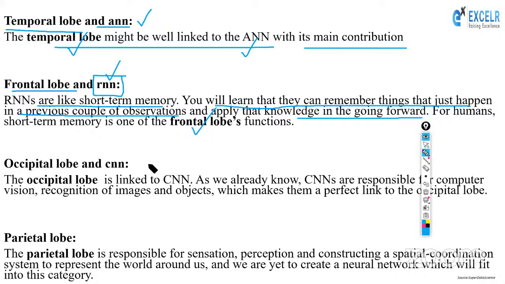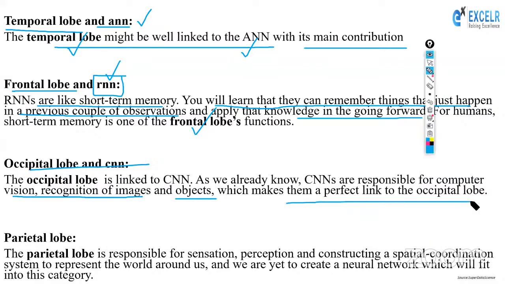And then the occipital lobe and CNN, as I told you, are responsible for computer vision, recognition of images, objects, videos. So we can link the CNN with the occipital lobe. The same thing is done by the CNN, which is a convolutional neural network.